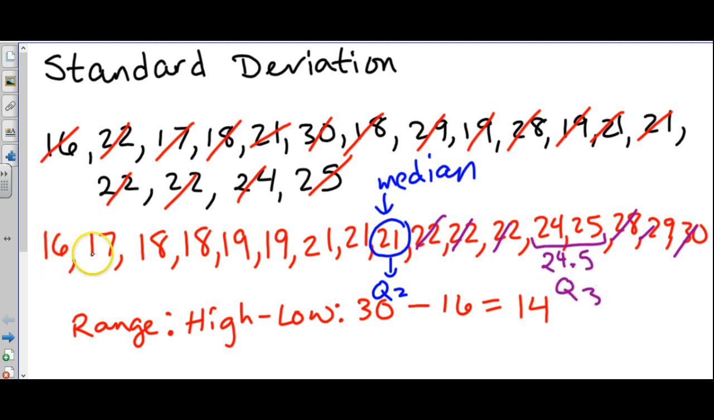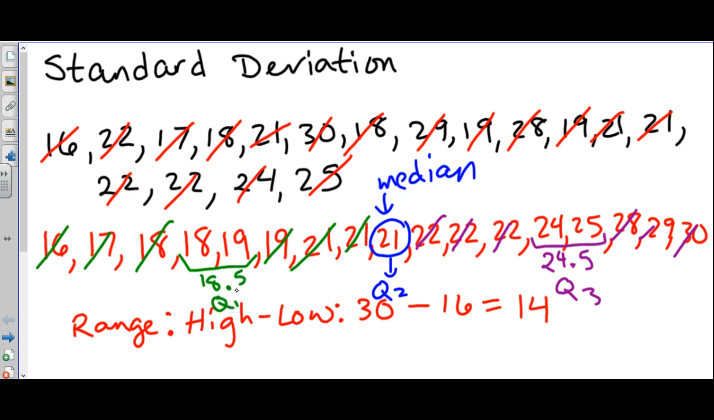Now we do this process with the first part of the data. 16 is first, 21 is last, 17 is second, 21 is second to last. 18 and 19 cross off, and then we have 2 left again. We want exactly halfway between, so 18.5, and that is quarter 1.